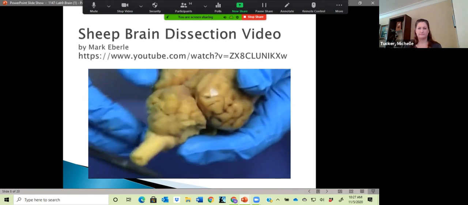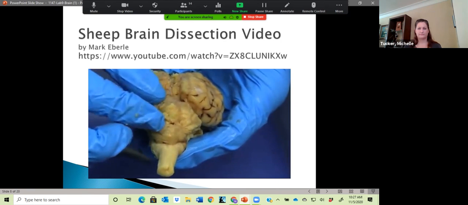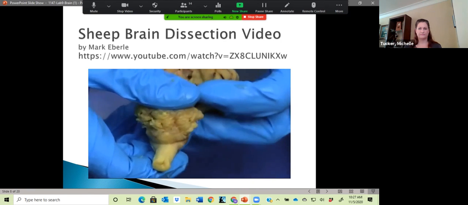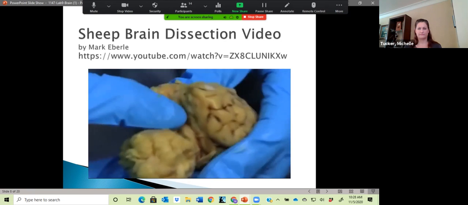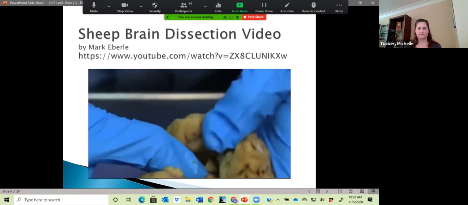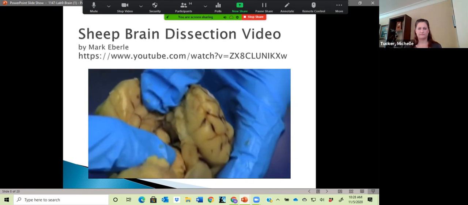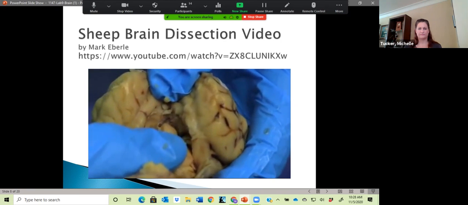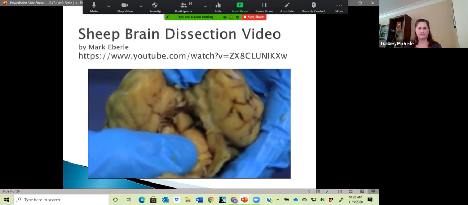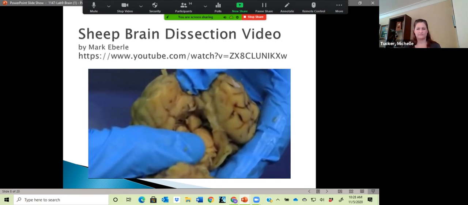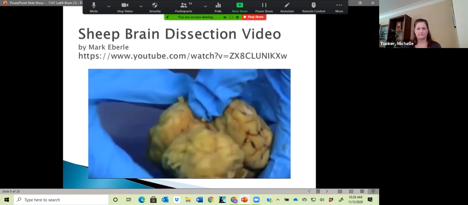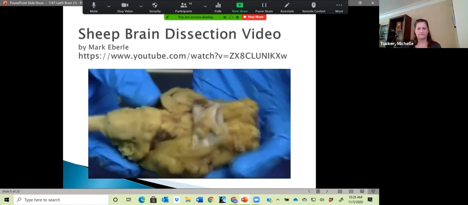Then, if we turn it around, you can see the cerebellum here. If you gently pull the cerebellum down, you'll see the pineal sticking out like a tongue. You can see the pineal gland sticking out like a little pine cone or a little tongue. Let's take a look at the bottom side of the brain.